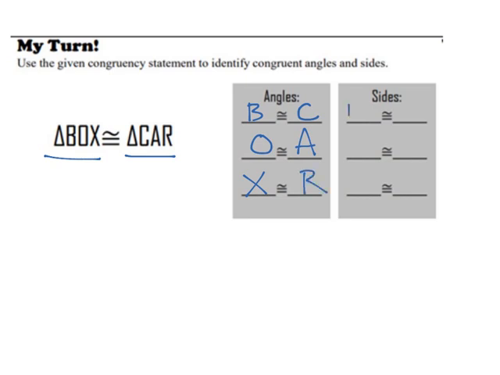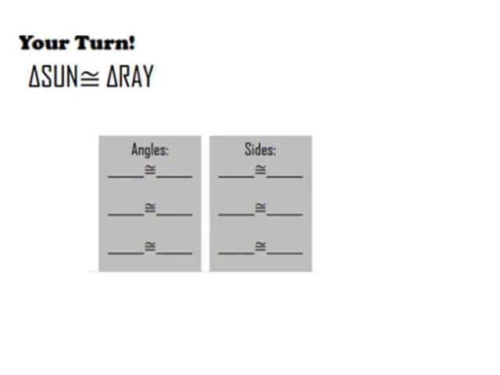Same way, I would say BO is congruent to CA. OX, notice the order, would be congruent to AR. And then XB would have to go along with RC. Okay? All right, let's go on. Your turn. Go ahead and take a few seconds here and try it on your own. Go ahead and push pause.